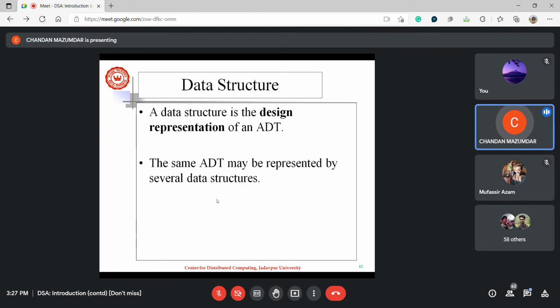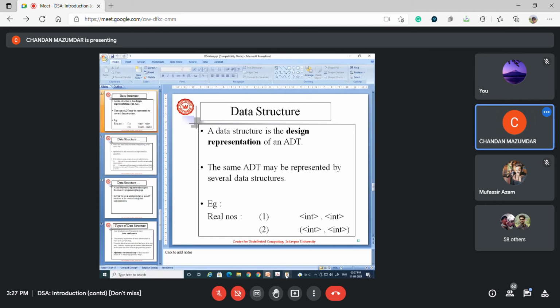So the same ADT may be represented by several data structures. For example, take real numbers. How are they represented? The floating point numbers you can represent using int.int format, where this is the whole number part and this is the fraction part. That is one possibility. The other possibility is int comma int, an ordered pair.